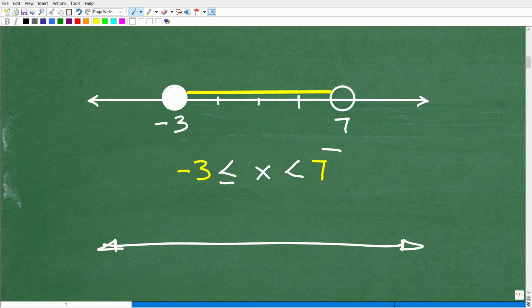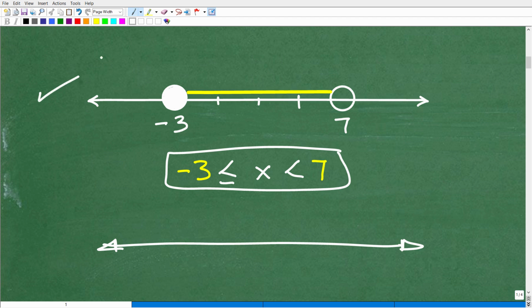So let's say this was our problem, and we wanted to put a graph to it. Of course, this is the answer. We've got our 2 points, -3 and 7. Go ahead and go down to -3 and 7 and put 2 circles just like so. Now we have to be able to read this. This is all numbers x that are greater than or equal to -3 but less than 7. So this is the range of numbers.